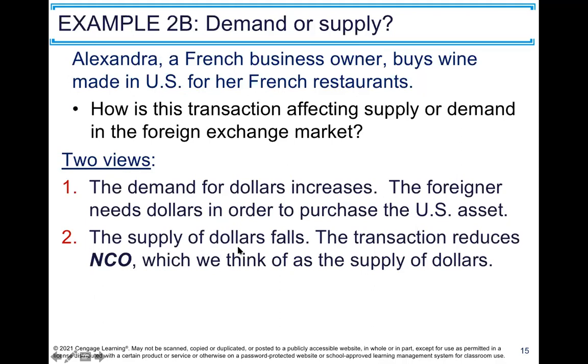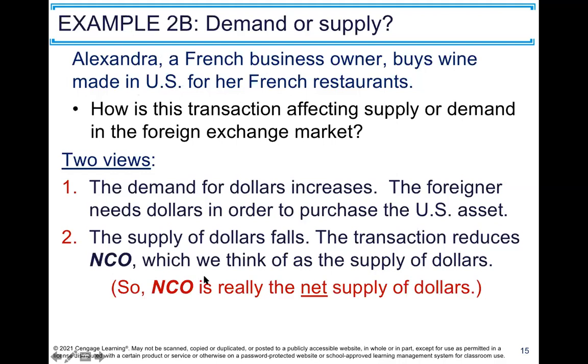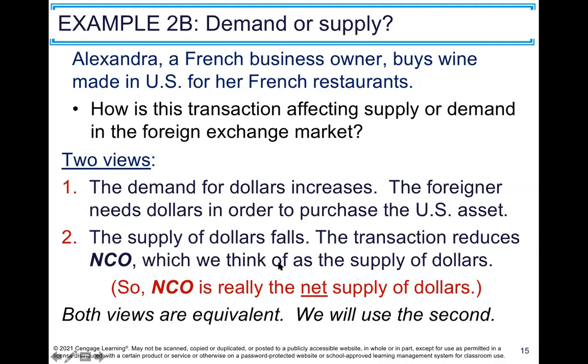Or you can think of it as the supply of dollars falls, or NCO falls. The reason why NCO falls is because the French business owner now needs to soak up some of those dollars so that she can buy this wine made in the U.S. Here we can think of NCO as really the net supply of dollars, right? Once we take out what everyone's trying to do, what remains from all those transactions is really what NCO is. And again, both views are equivalent. Whether we say that NCO decreased or NX increased, the same result comes out in terms of exchange rate.